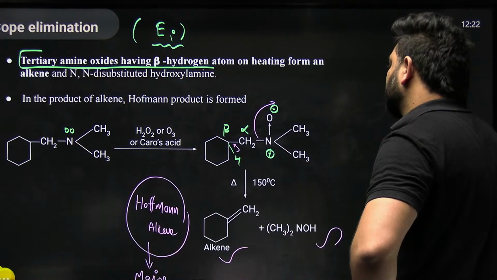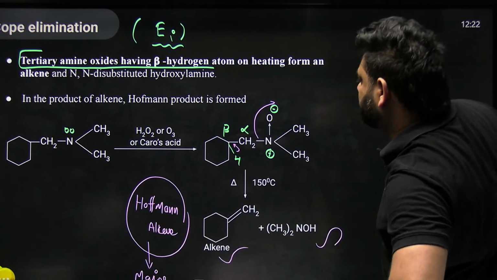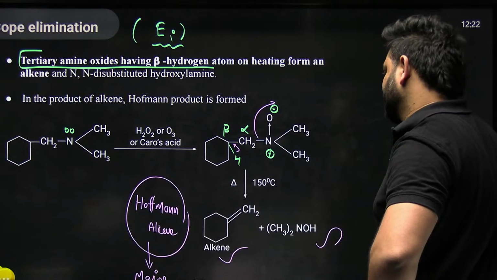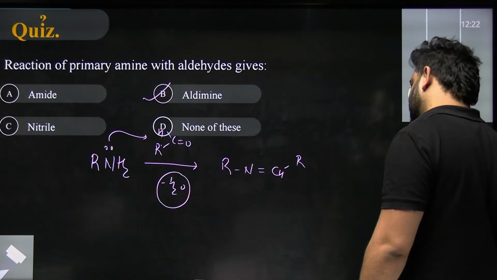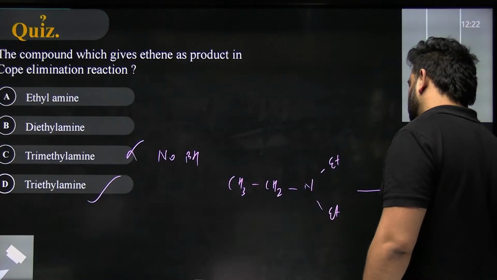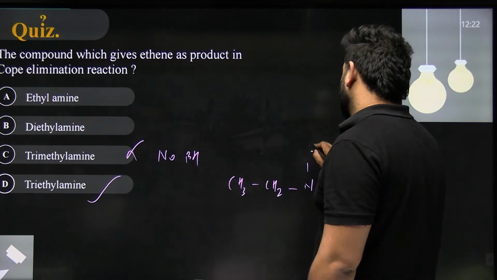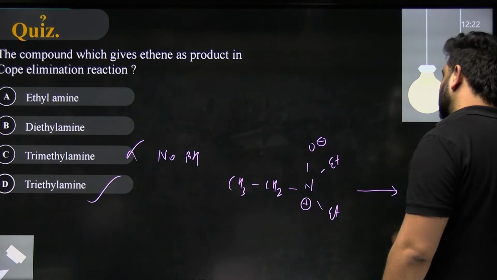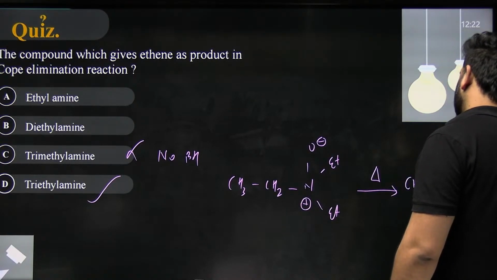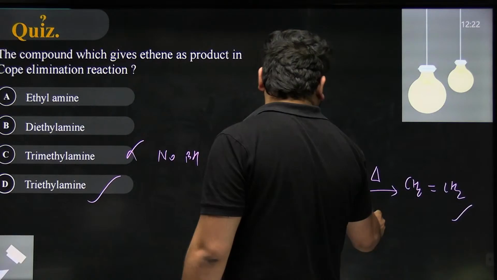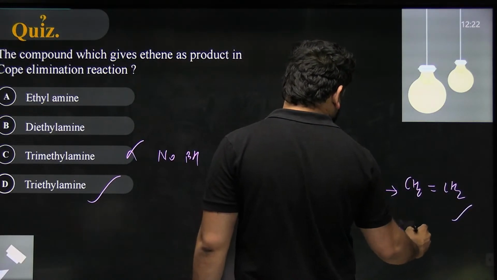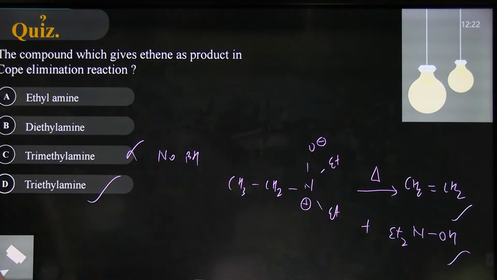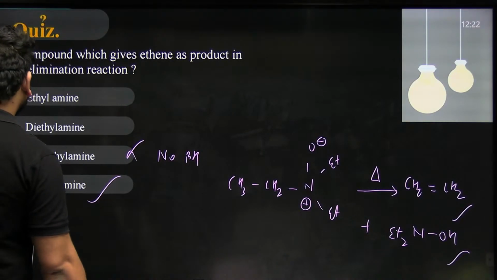first oxidizing it to form the amine oxide, and then on heating it, it will give you what? CH2 double bond CH2. So the correct answer should be what? Along with this will be Et2NOH. This is hydroxylamine. The correct answer should be D.